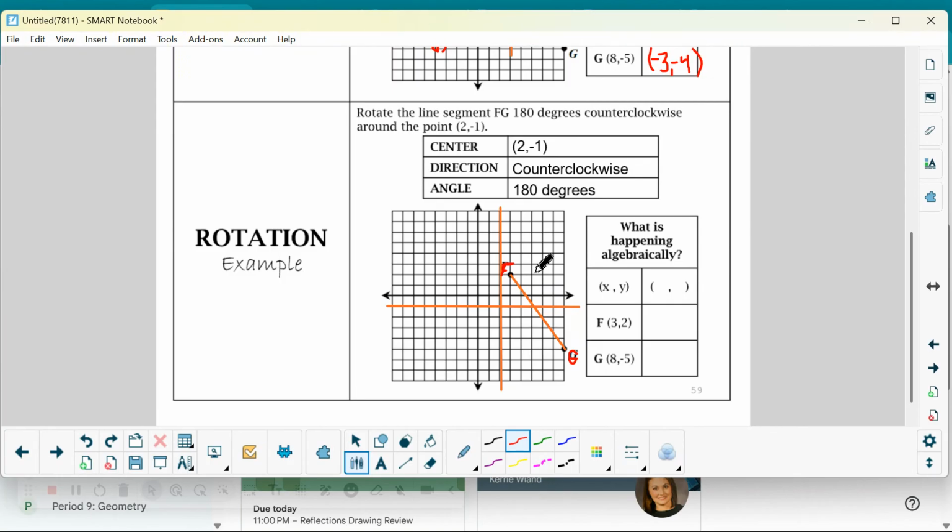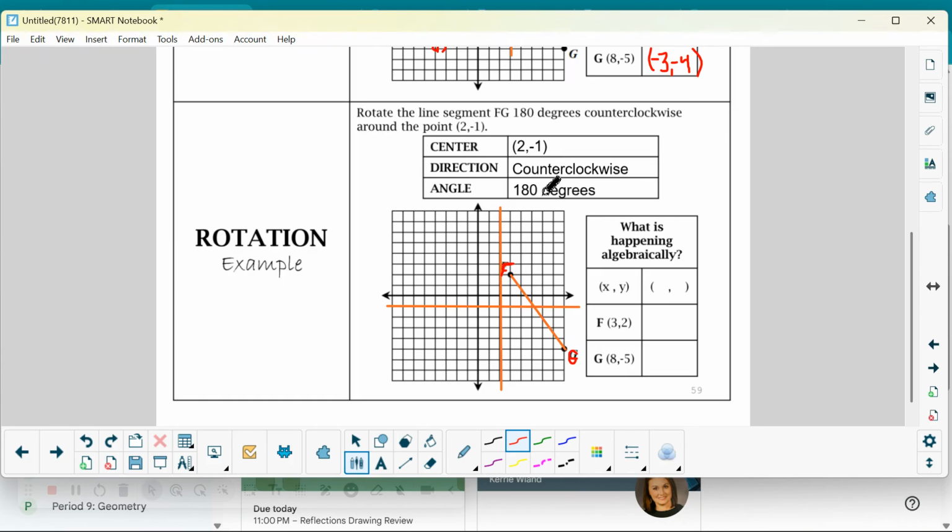So this is 180 degrees. They want us to go through the point 2, -1. I already have that highlighted, 2, -1, this point. I drew a vertical line and a horizontal line through that point, and highlighted F and G there. So you're going to do the same thing with your tracing paper. Trace the vertical and horizontal line, and then FG, that line segment.